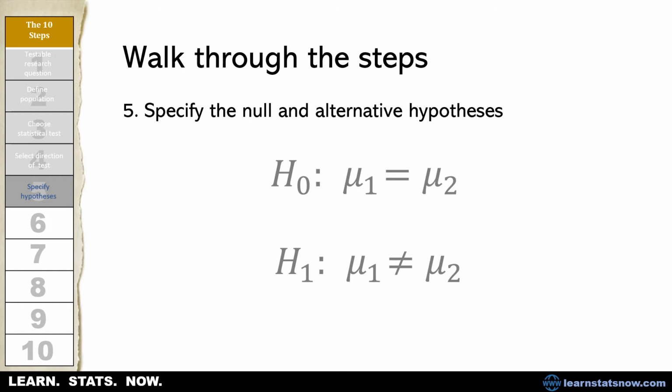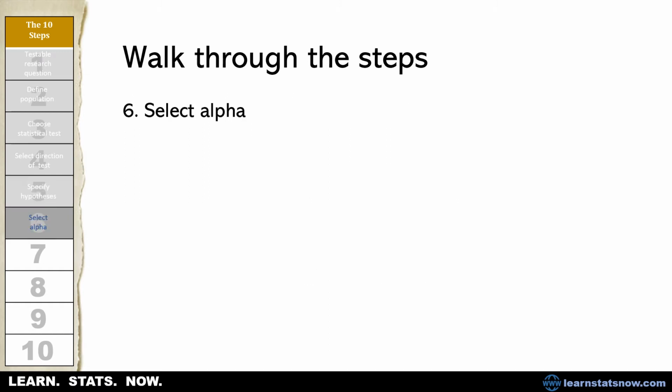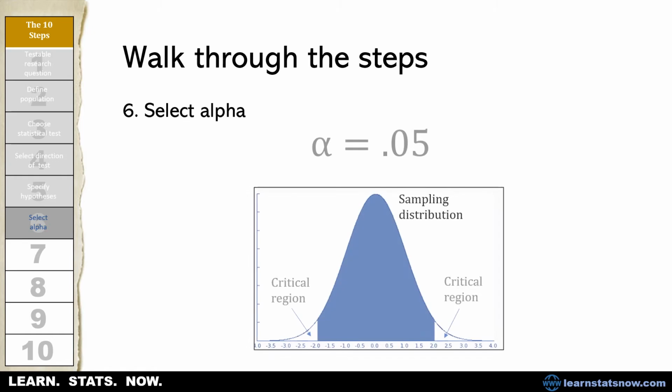And look at us, we're already up to step 6. We have to select alpha. So let's identify the size of the region of rejection. It's also called the critical region. So alpha equals 0.05.